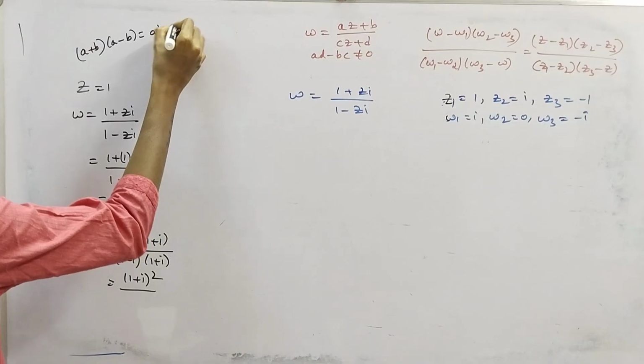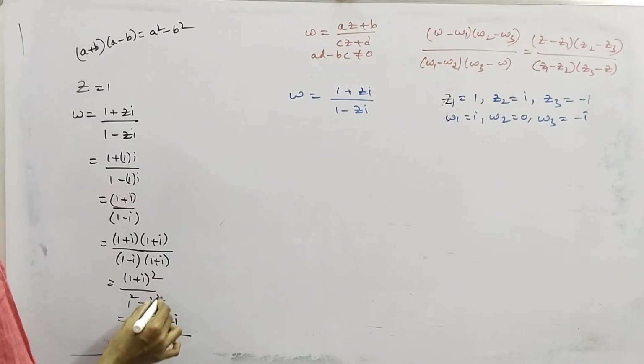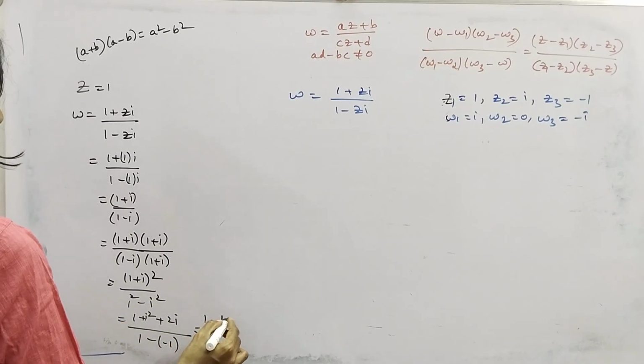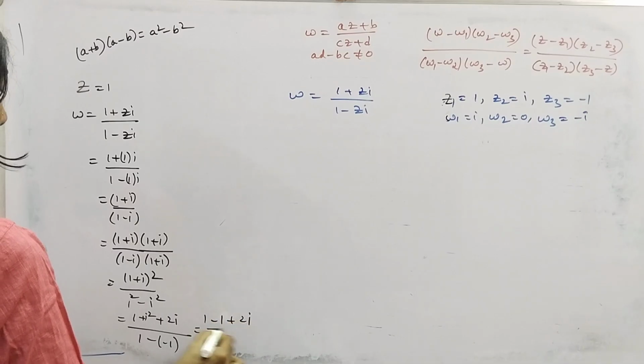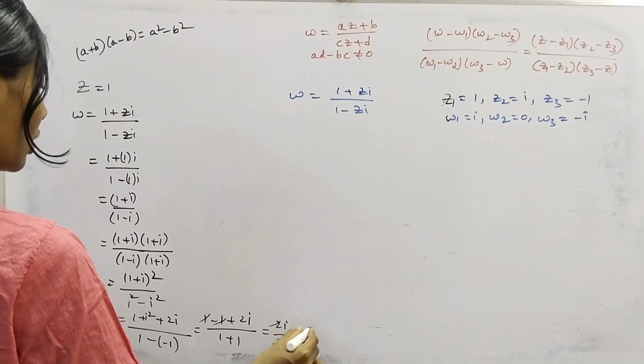a square minus b square, right? So we'll get 1 square minus i square, which gives us (a plus b) whole square is a square plus b square plus 2ab by 1. i square value is minus 1. This gives us 1 minus 1 plus 2i by 1 plus 1. Cancel plus 1 minus 1, you'll get 2i by 2. Where 2 gets cancelled, you'll get i.